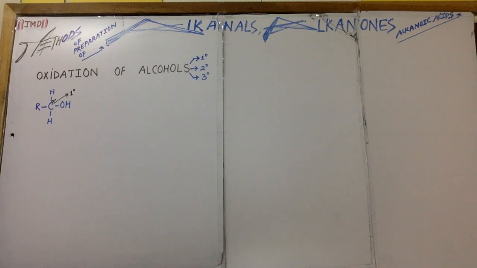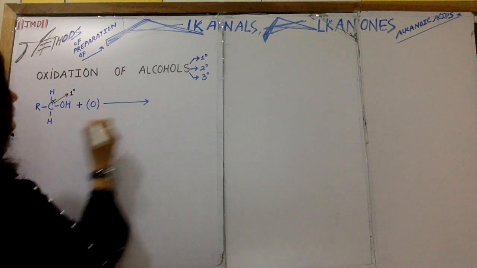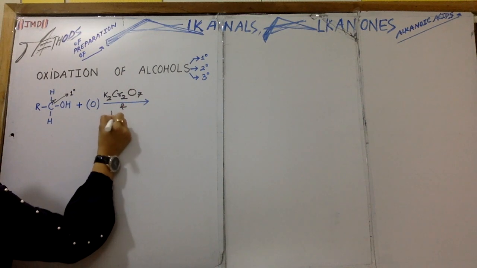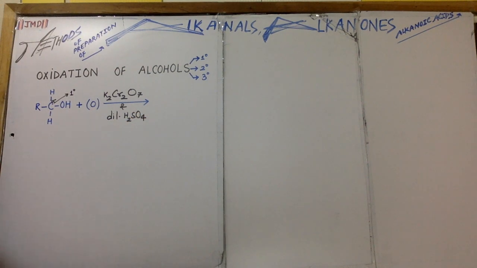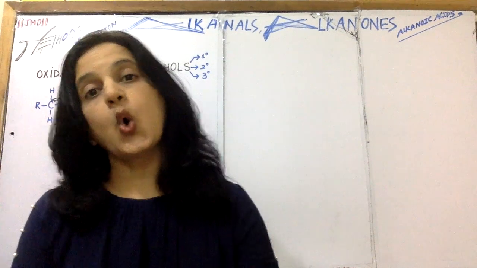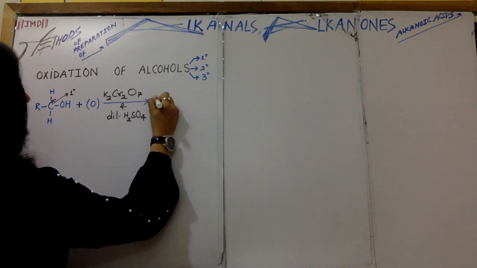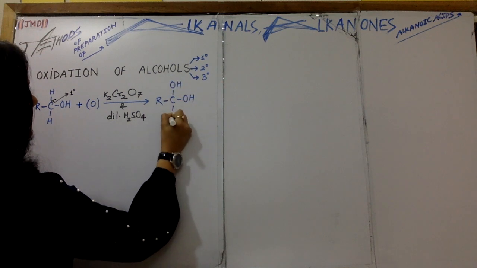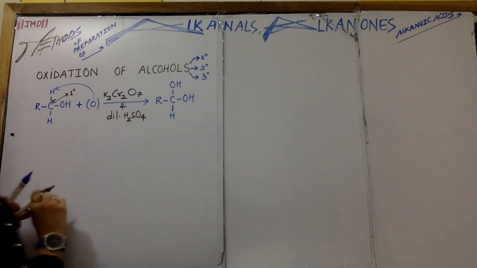So, we treat it with oxygen in presence of reagents like K2Cr2O7 and dilute H2SO4. Here we can use other oxidizing agents as well, such as alkaline KMnO4, potassium permanganate. We can also make use of CrO3. Now what happens is we get OH like this, and an H here. Okay, this attacks the alpha H.